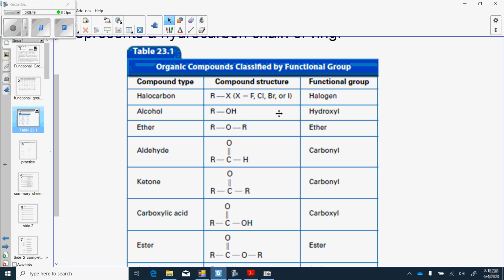So functional groups, you can recognize them by what they look like, but they also have a name that goes along with them. One of the families we're going to talk about is the alcohol family, and the alcohol family has a functional group of OH.